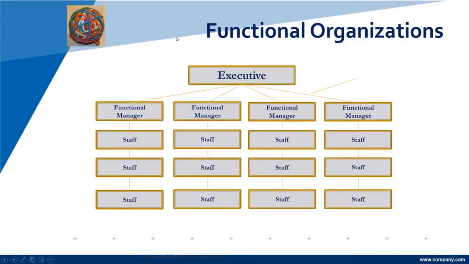Here we're looking at functional organizations. You have an executive, and they may have functional managers that have staff. In this particular structure, you don't see project at all. Why? Because the projects are typically embedded in these towers of functional managers with staff. So they're doing the projects. Almost every company has projects. It's just how they're put together.